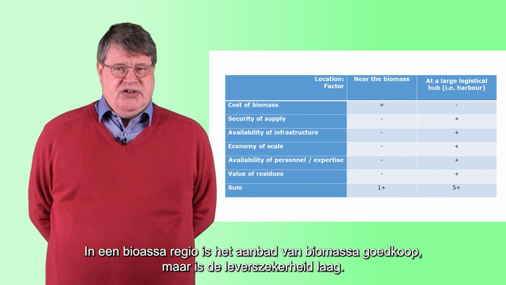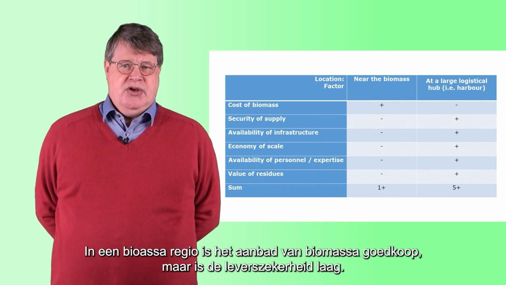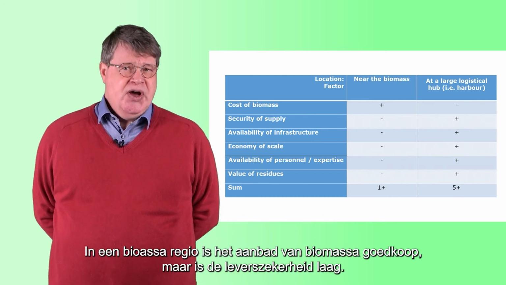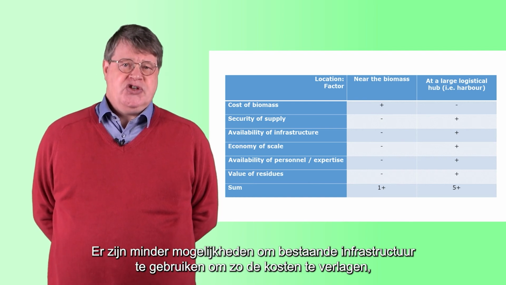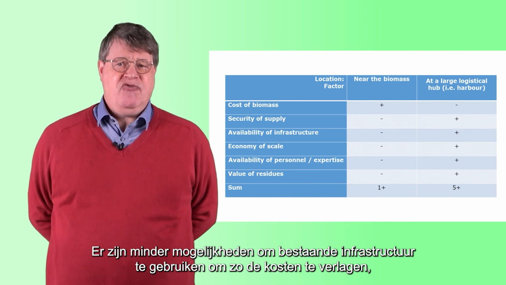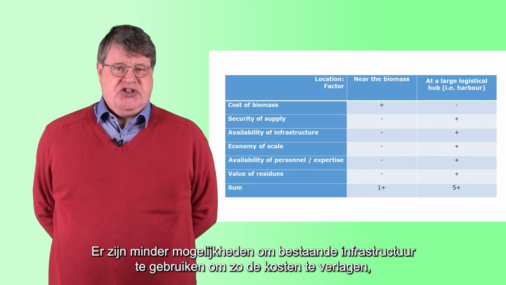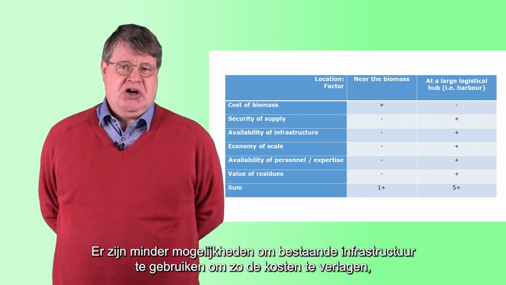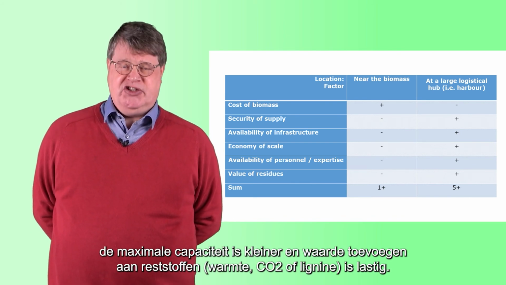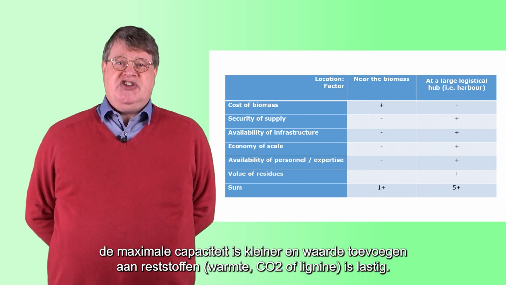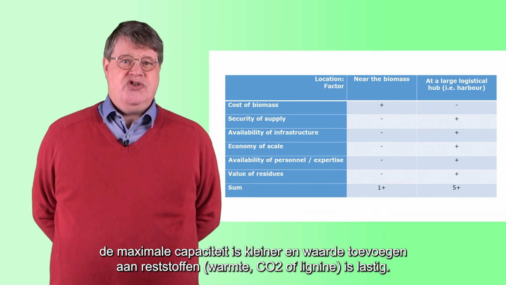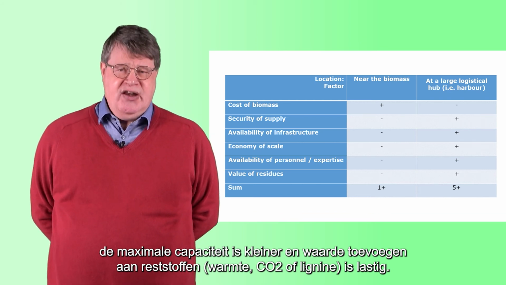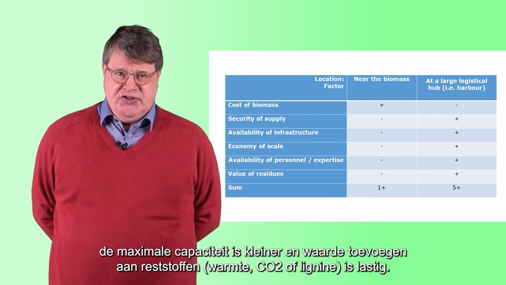In a biomass region, the biomass supply is cheap, security of supply is low, and there are fewer options for using existing infrastructure to lower your cost. The maximum size of the plant is smaller, and adding value to residues, such as selling the excess heat or CO2 or lignin, is more difficult.